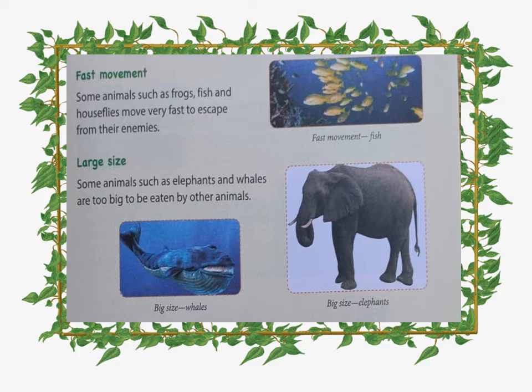Now today we will learn more about the process in which animals protect themselves by fast movement. Some animals like frogs, fish, and houseflies move very fast to escape from their enemies. Got it? Means running fast. It is a good adaptation of animals to protect themselves from their enemies. Another one is size. Large size. Some animals such as elephants and whales are very big, so other animals cannot eat them. That is another type of adaptation. Got it?